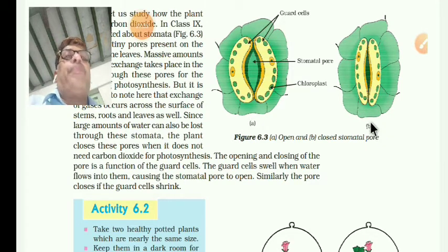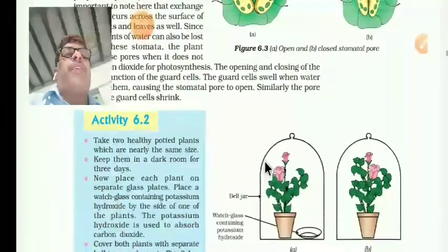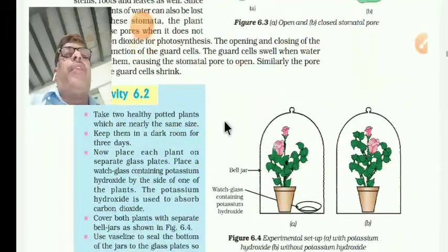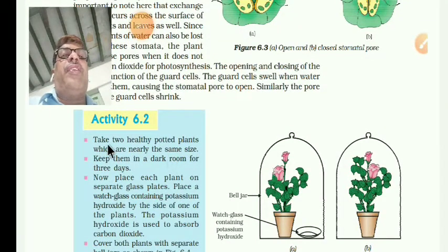Okay. Now we'll discuss activity 6.2. What does the activity say? Take 2 healthy potted plants. This shows how you can show that carbon dioxide is necessary for photosynthesis. Take 2 healthy potted plants which are nearly the same size, and place each plant on a separate glass plate. Place the watch glass containing potassium hydroxide by the side of one of the plants. The potassium hydroxide is used to absorb the carbon dioxide.